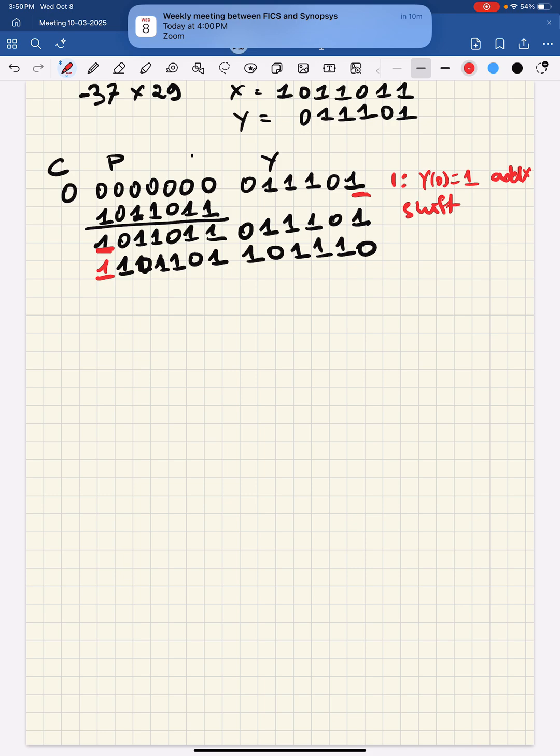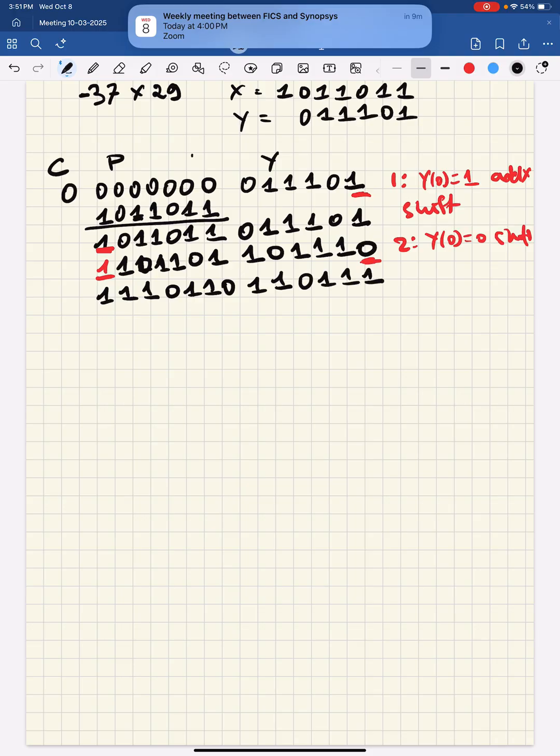Now our second iteration, we check the value here, which is 0. So second iteration, y0 is equal to 0. We'll just shift. So just shifting will give us the 1, 1, 1, 0, 1, 1, 0, and here 1, 1, 0, 1, 1, 1.